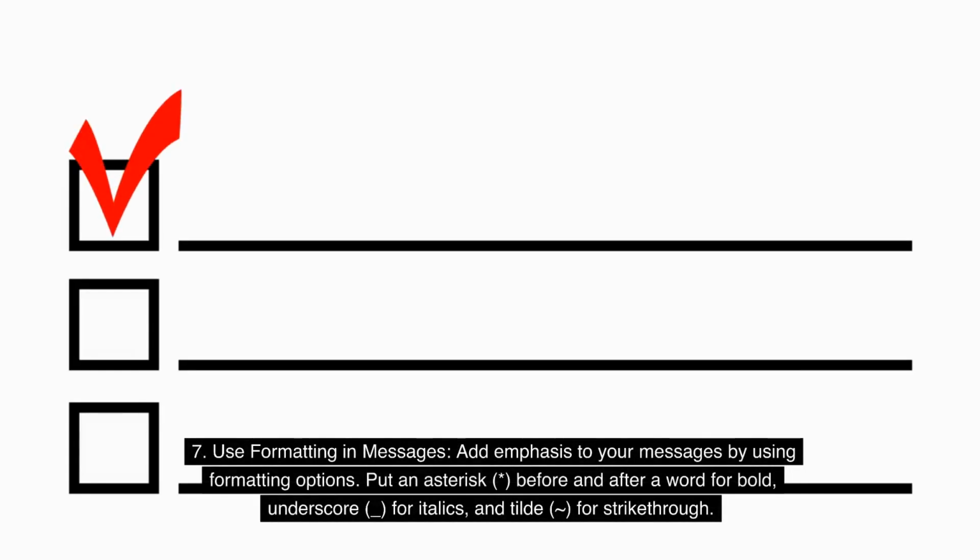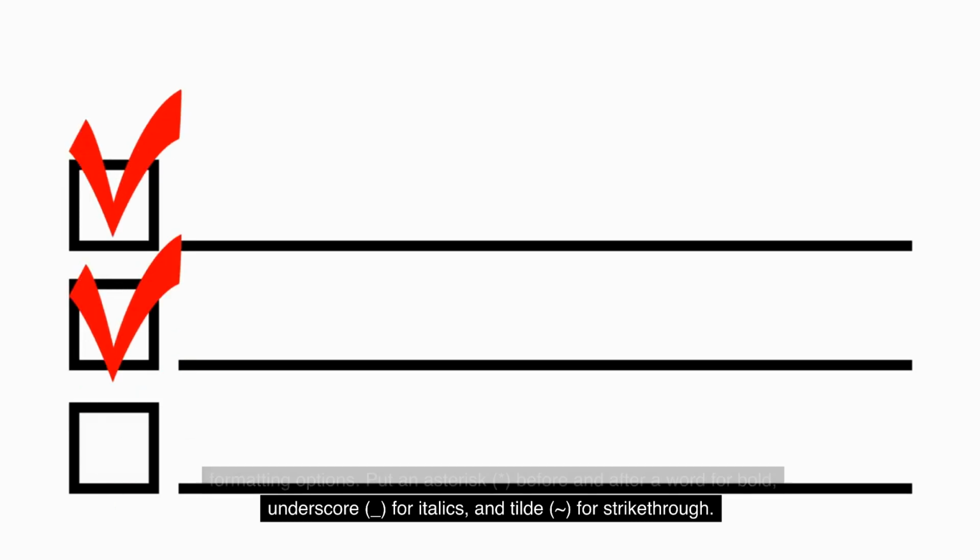7. Use formatting in messages. Add emphasis to your messages by using formatting options. Put an asterisk before and after a word for bold, underscore for italics, and tilde for strike-through.